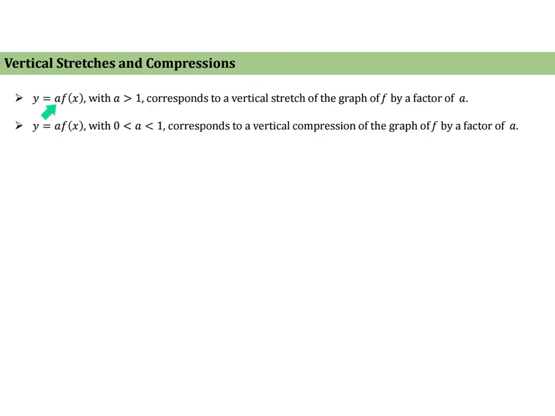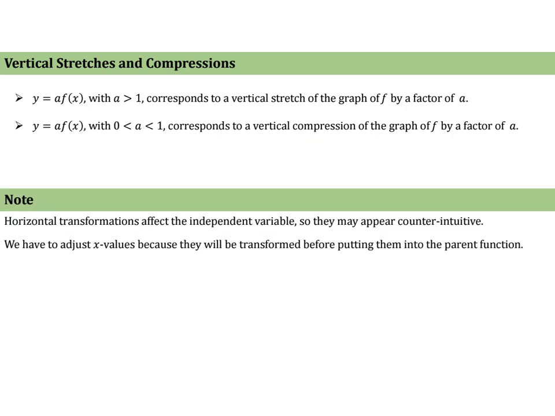So if we multiply our parent function by something larger than 1, then we see a vertical stretch. If we multiply by a smaller number, then we see a vertical compression. Now, with any horizontal transformations, they always seem counterintuitive, and that's because we are adjusting the inputs to compensate for what's going into our parent function.